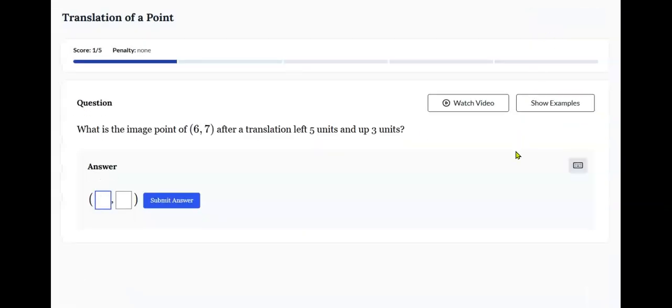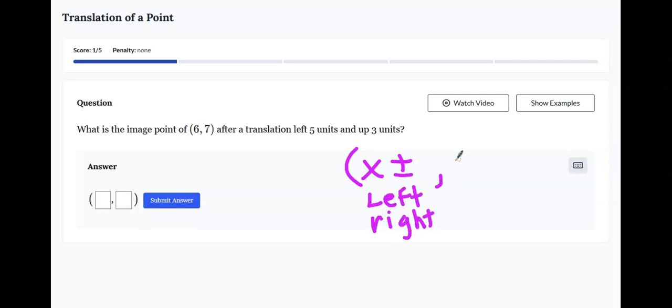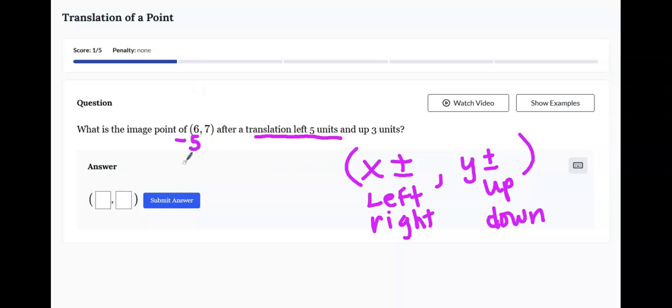Let's try another problem. Remember the movements. The x's, add or subtract if you are moving left or right, and the y values you add or subtract if you are moving up or down. Our first translation is 5 units to the left. That means that we are going to subtract 5 from the x value. Our next movement is 3 units up. We're going to add 3 to the y value. Our new point will be 1, 10.